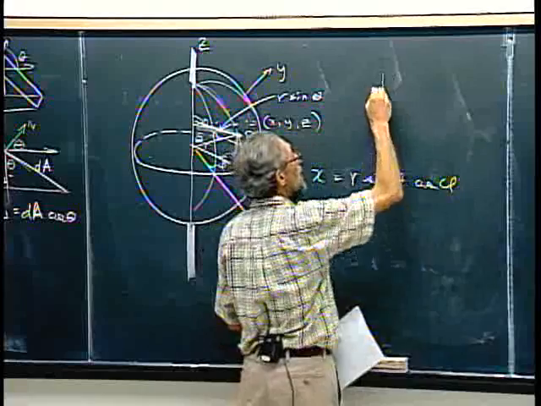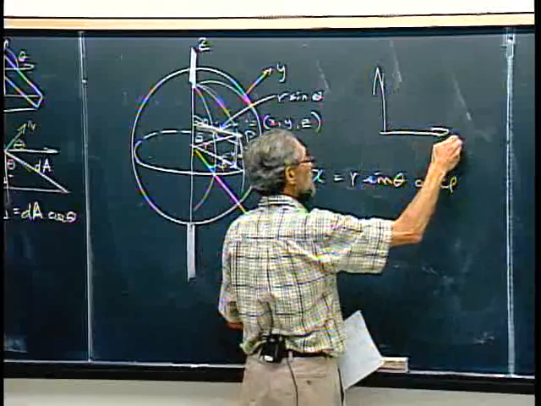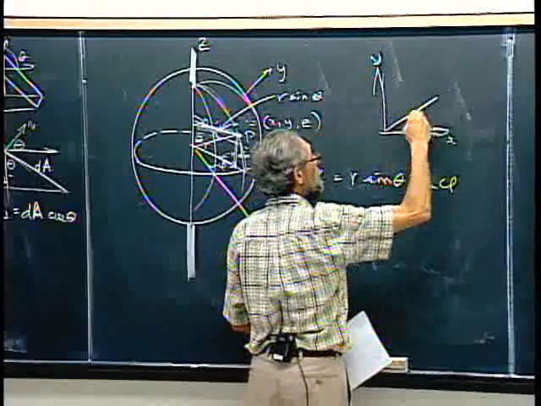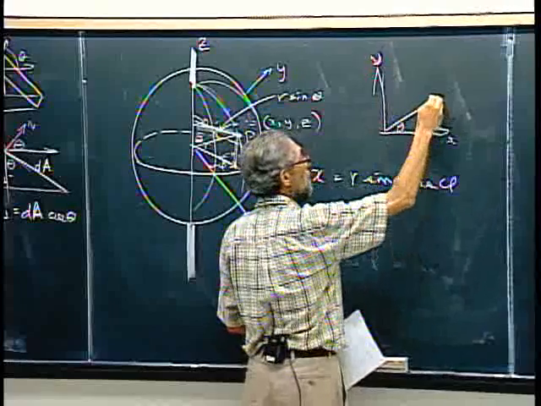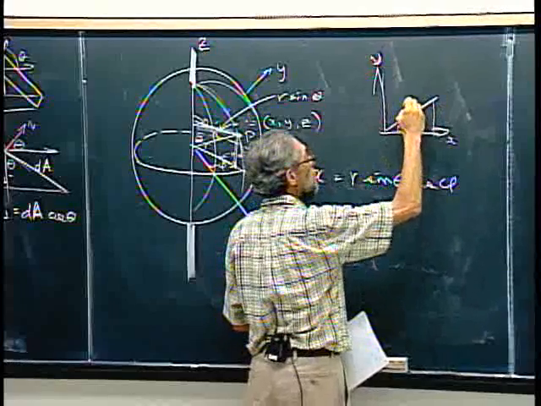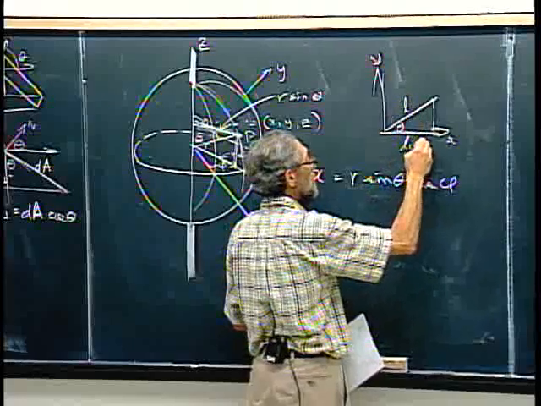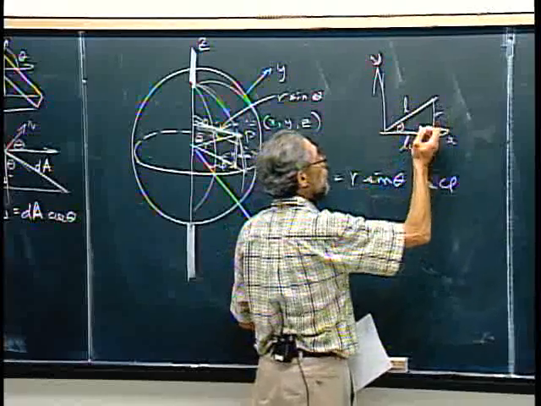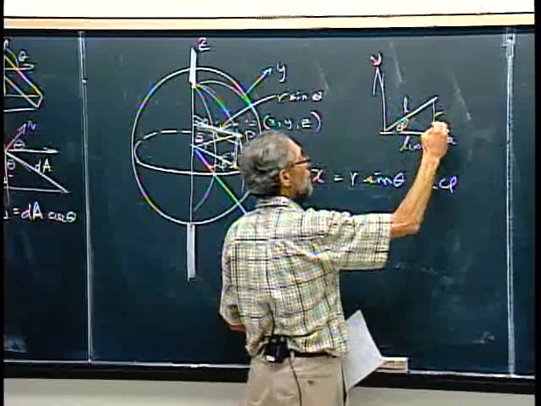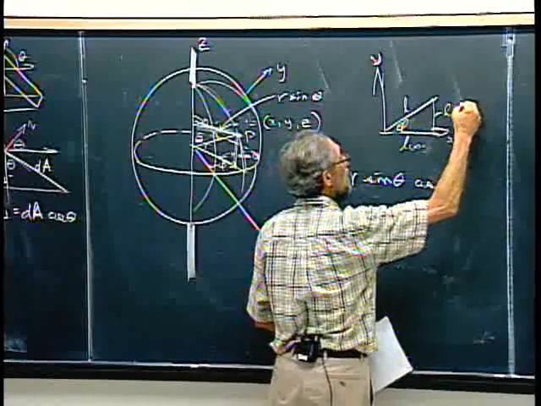Because if you're in the xy plane and you have a vector that makes an angle theta here, then whatever this length is, say this is L, this is going to be L cosine phi, I guess this is phi now, and this is L sine phi.